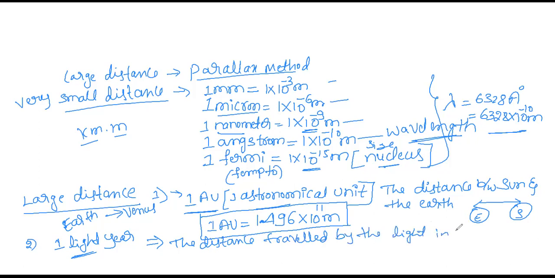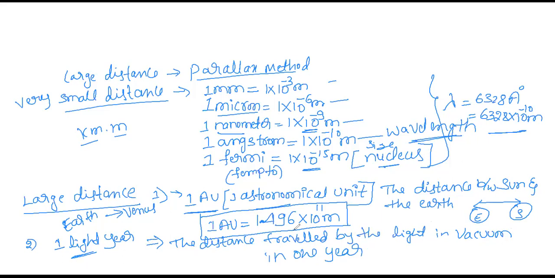in vacuum. Okay, vacuum means empty space. The light can travel through a vacuum. Then the distance traveled by the light in vacuum in 1 year, that is called 1 light year.